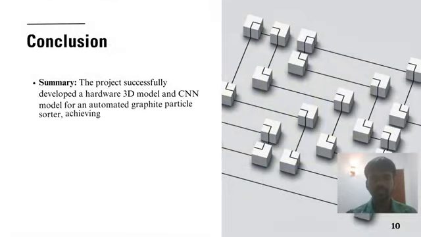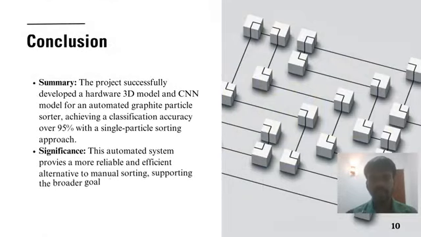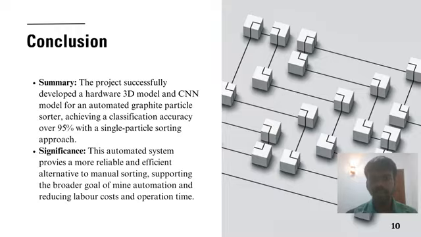To conclude the project, our work developed a CNN based model capable of classifying graphite by purity, 92% and 97%, with over 95% accuracy. After testing different approaches, we found that moving from segmentation to a single particle sorting procedure gave higher precision and faster processing.